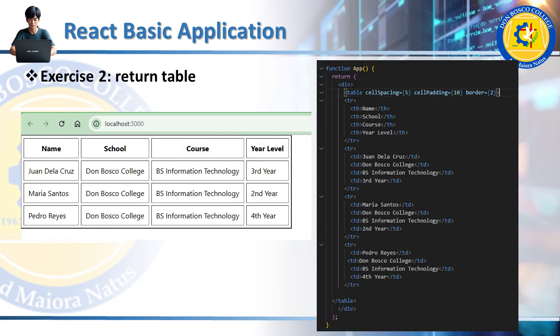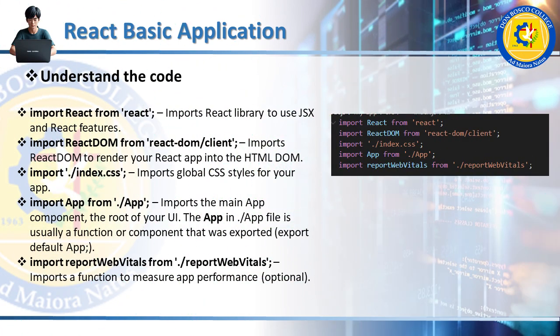The following example shows an HTML table that is created inside the App.js component. The proper file connection arrangement is index.html, index.js, and App.js when using the default React component setup. Let me explain the contents of index.js. Import React from 'react' imports the React library to enable JSX and other React features. Import ReactDOM from 'react-dom/client' imports React DOM, which is used to render your React application into the HTML DOM.